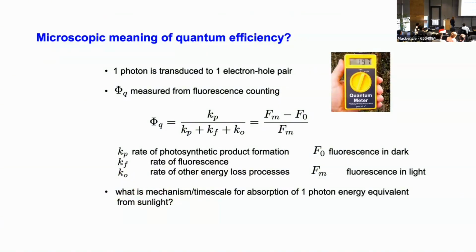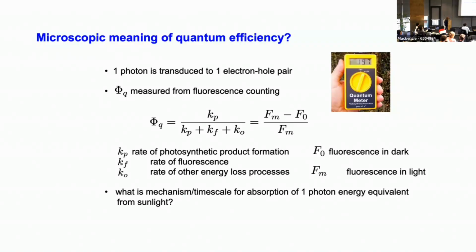So the motivation for our going away from lasers and down to single photons was consideration of the meaning of quantum efficiency. Quantum efficiency in the context of photosynthesis means that one photon from sunlight is transduced to one electron hole pair. This is typically measured with a little device like this, which you can actually go and buy. It's actually a quantum meter.